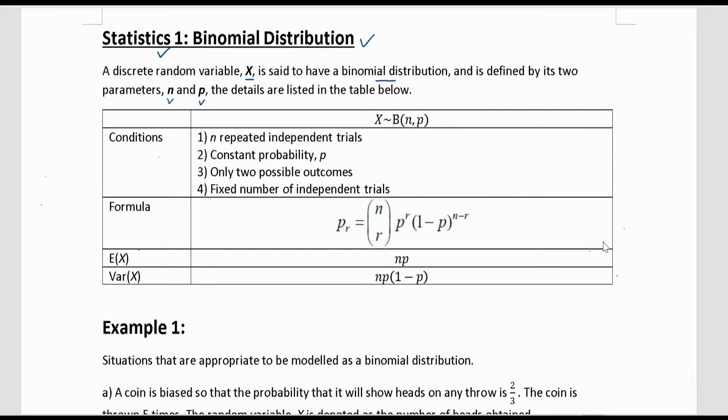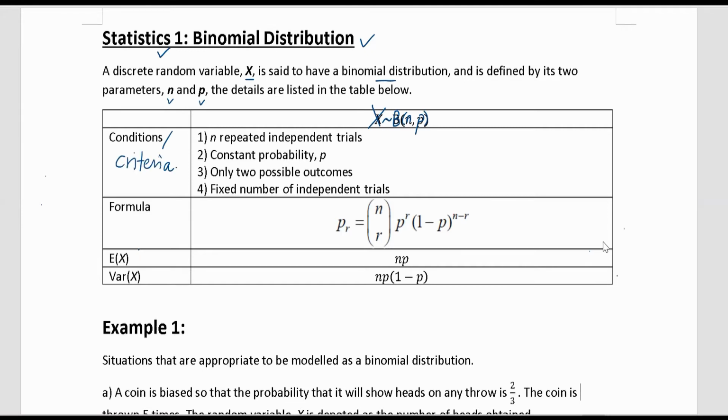So when we define a binomial distribution, which says that the variable X follows a binomial distribution, we put down the parameters, small letter n and small letter p. So how do we know a particular exam question is talking about a binomial distribution? We look for these conditions or criteria.